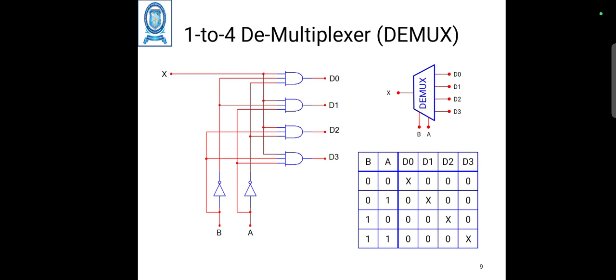And now we have the multiplexer and demux IC diagram, which is this one. So these all are the different applications of mux and demux.